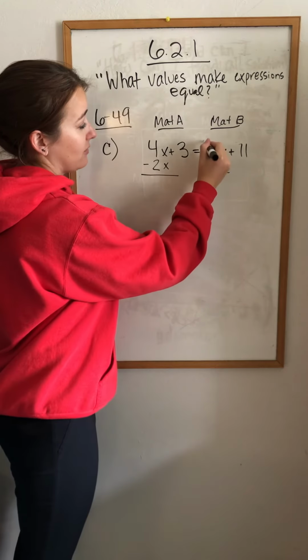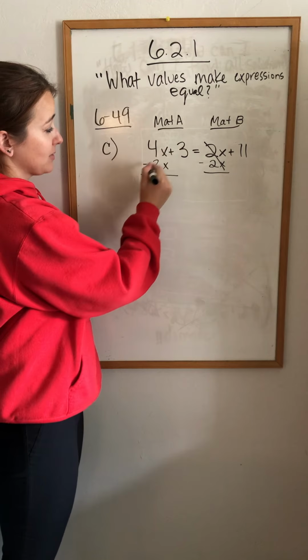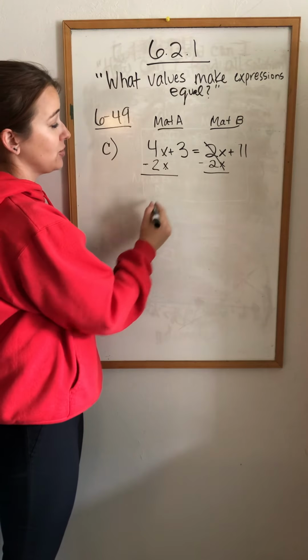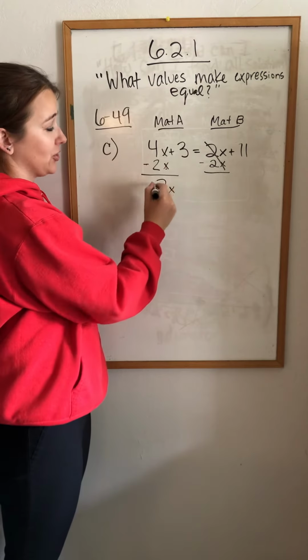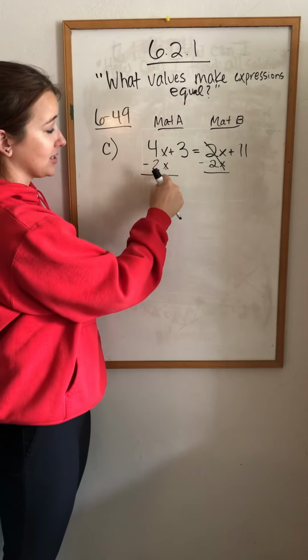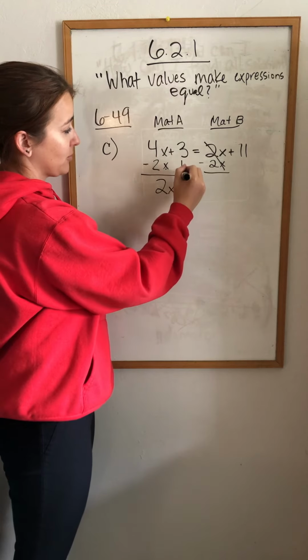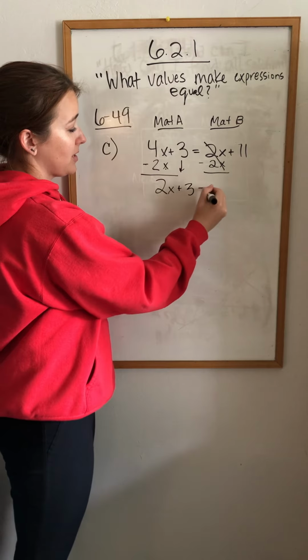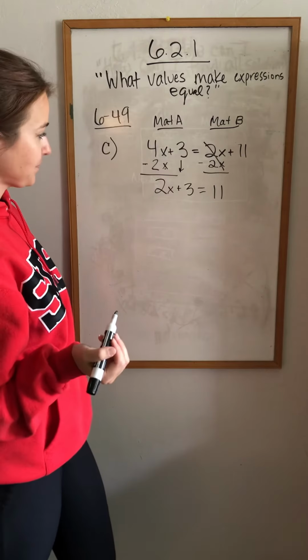Okay, so that means I have no more X's left on mat B, and I have 4X minus 2X, which just gives you 2X. Don't forget the X, because a lot of people will see this and they'll just write the number 2, but you're bringing that X down because it's the same terms. We're combining them. Now I'm going to bring 3 down because we didn't do anything to him yet, and I'm bringing 11 down because we didn't do anything to him yet.